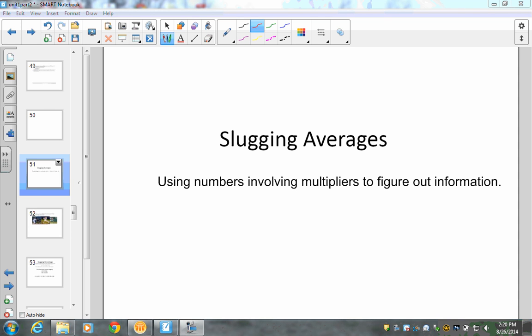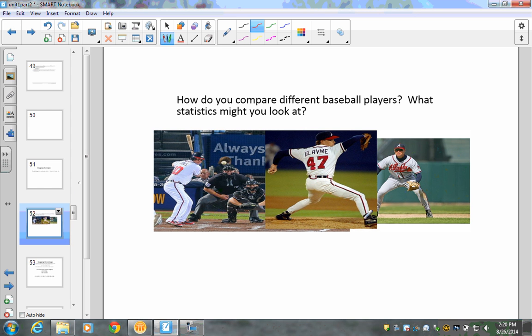Alright, in this video we're going to be talking about slugging averages or slugging percentages. Basically, we are taking numbers that involve multipliers and multiplying some stuff out to figure out some information. Slugging percentage has to do with baseball. So let's get started. Of course, you have the Atlanta Braves, home team, got to root for them.